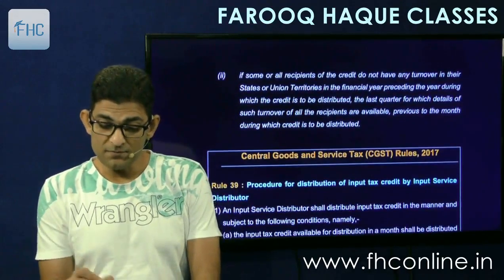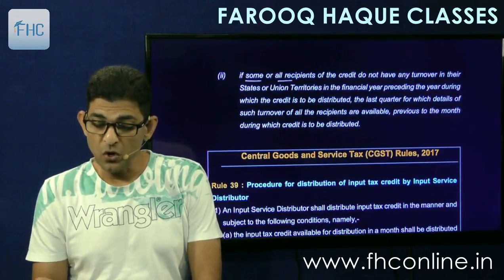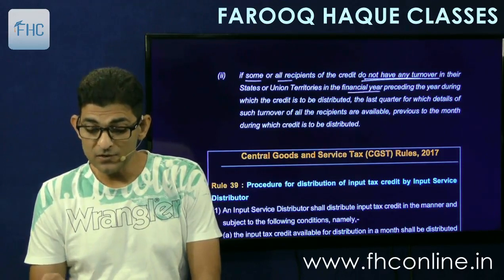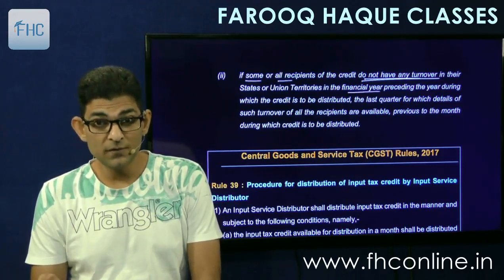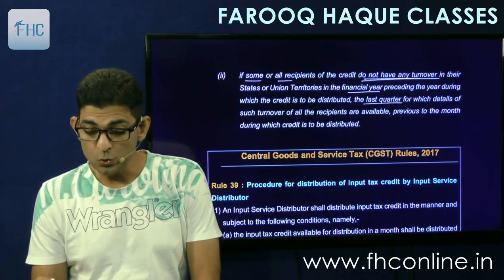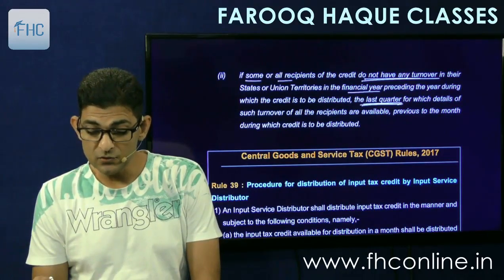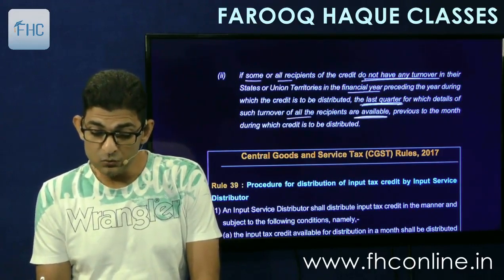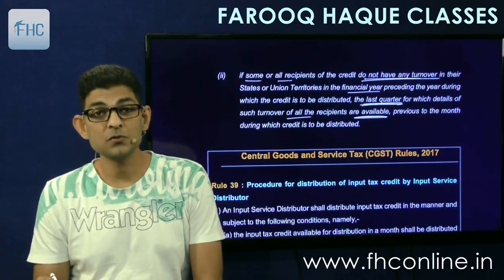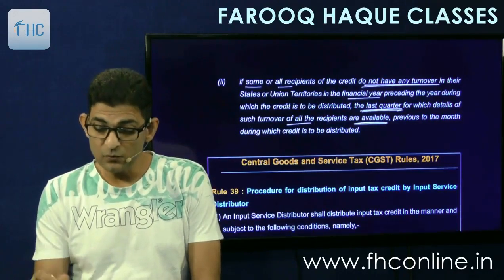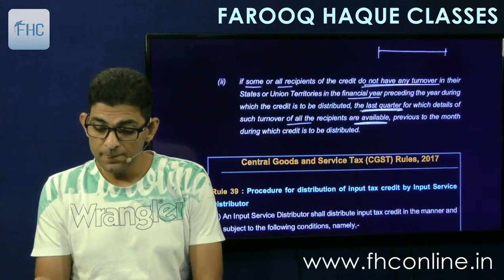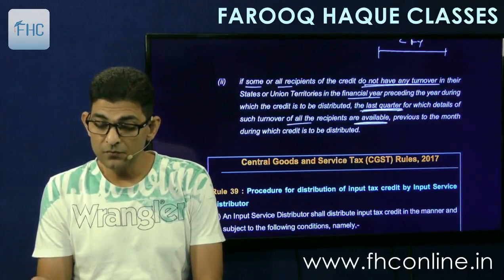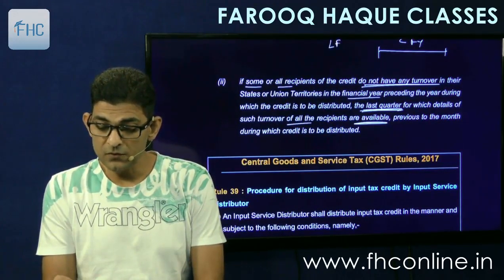And if some or all the recipients of credit do not have any turnover in their states or union territory in the financial year preceding the year during which credit is to be distributed, the last quarter for which the details of such turnover of all the recipients are available previous to the month during which the credit is to be distributed. Means in this case what we'll do, if this is the current financial year, and the distribution is to be done for the month of, now suppose last financial year we don't have any turnover.